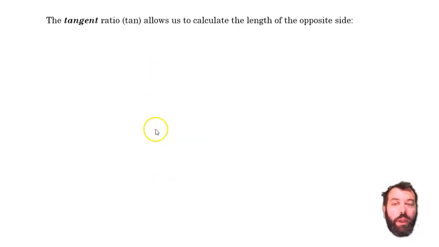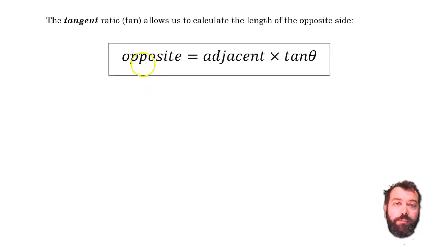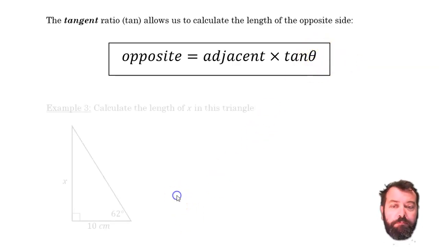To begin with, we're going to use the tan ratio to calculate the length of the opposite side. So today, what we're focusing on is calculating the length of the opposite side. And we do it like this. The opposite side of a right angle triangle is the adjacent multiplied by tan theta. So use the tan button on your calculator and put the angle in there.